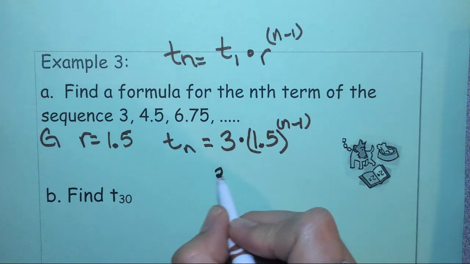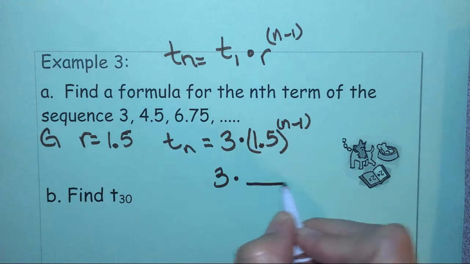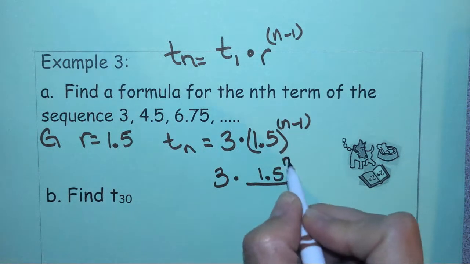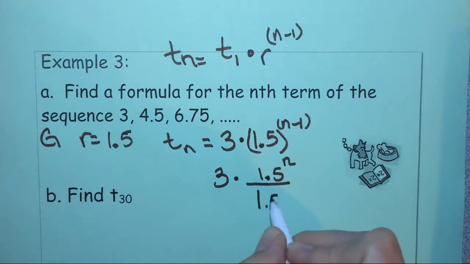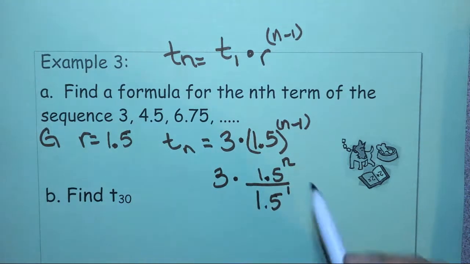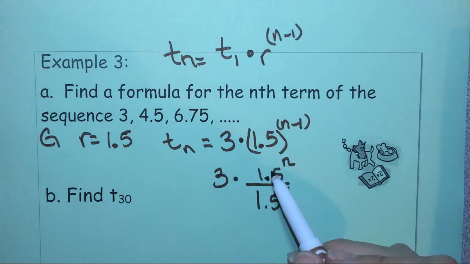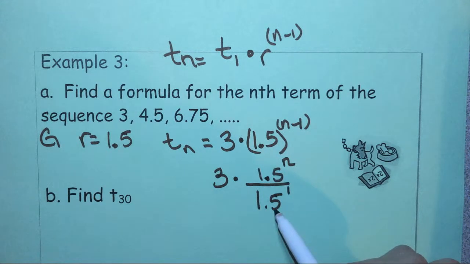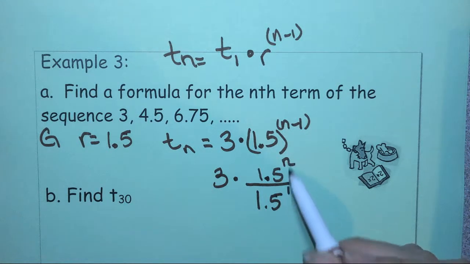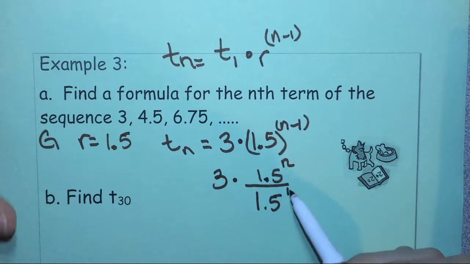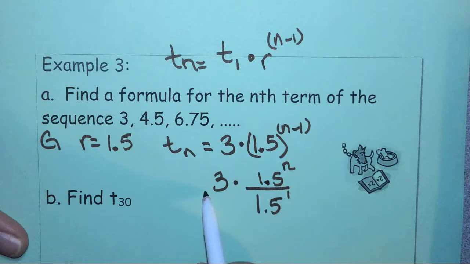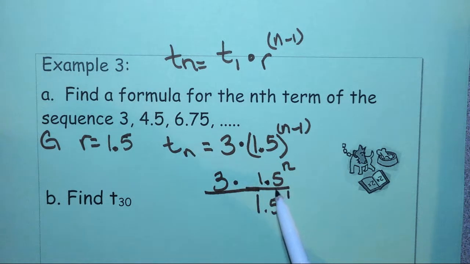So we're going to go rewrite this as 3 times 1.5 to the n over 1.5 to the first. We can do this because we know if you have like bases and you're dividing, it's the same as subtracting the exponents. So these are equivalent. It's just another way to write it. So I have 3 over 1 times 1.5 to the n over 1.5. So I'm just going to write it as one big fraction.